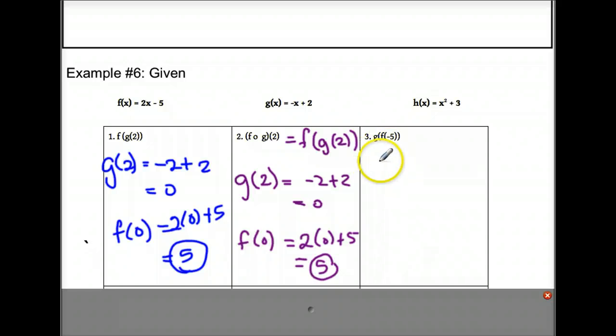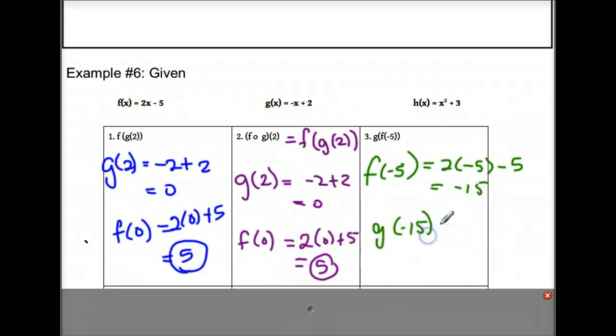So g of f of negative 5. First thing, start with my inside. Negative 5, so this becomes my f function, 2 times negative 5 minus 5. This is minus 10 minus 5, which is minus 15. And I'm going to find g of minus 15. Minus parentheses, minus 15. Remember there was that negative x plus 2. This becomes 17.